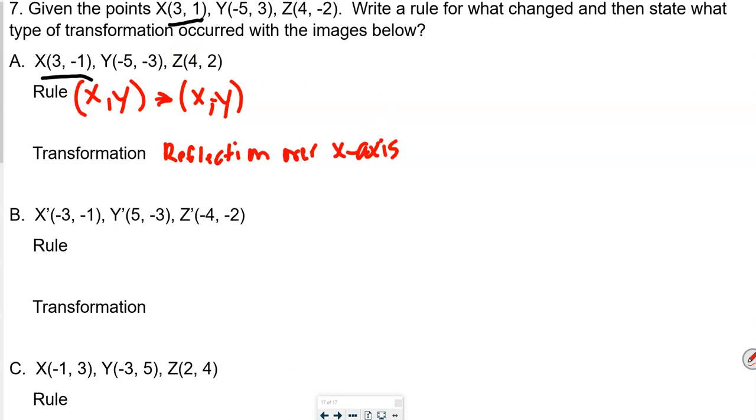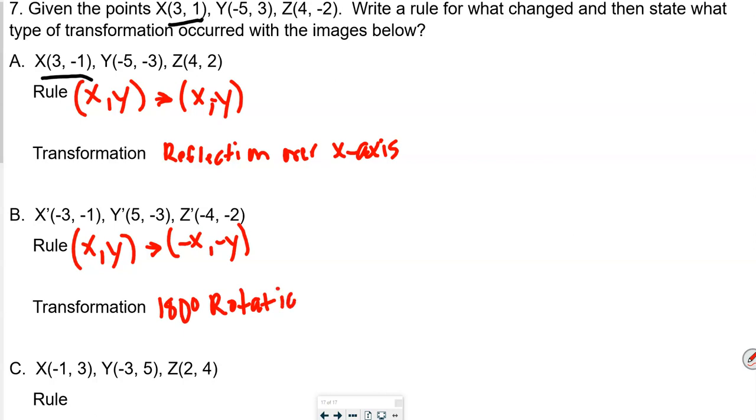So the next one, again, we're going to look at the change. 3, 1 changed to negative 3, negative 1. So the signs of both changed. So we're going to say x, y became what? Negative x, negative y. What is that? That's a 180-degree rotation. Got to know these rules, guys.